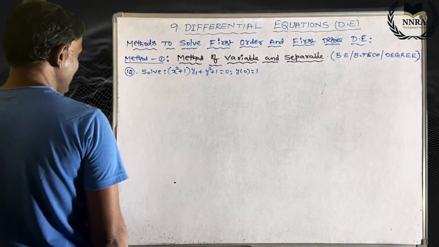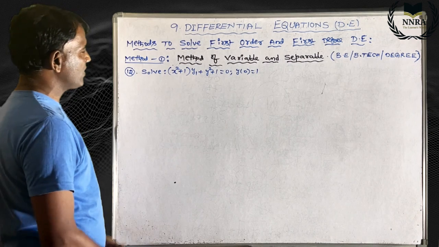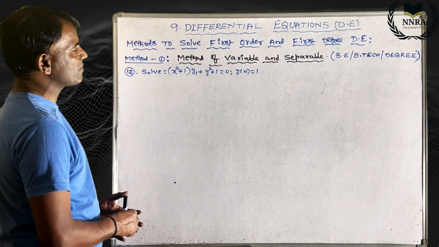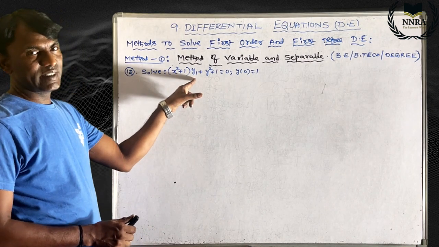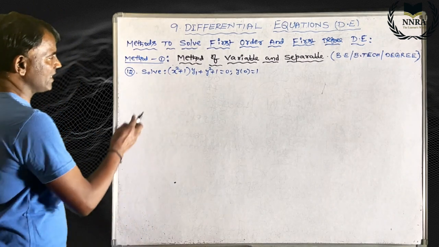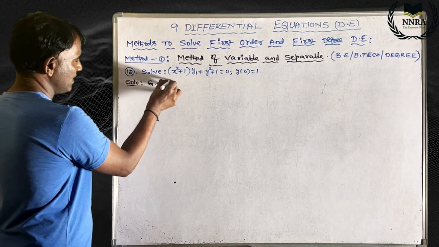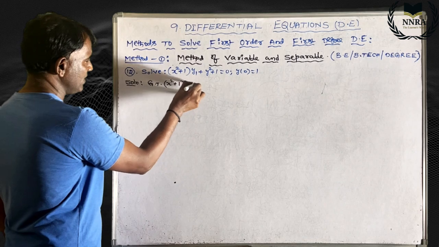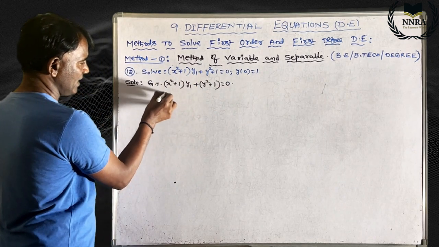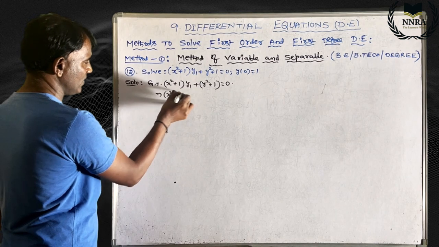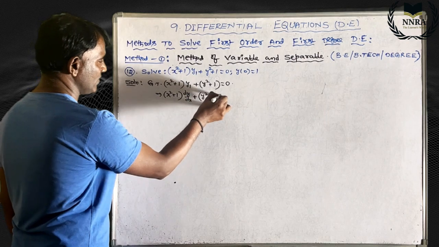So this is the next question. Solve (x square plus 1) into y1 plus (y square plus 1) equal to 0, y of 0 equal to 1. y1 means the first order derivative dy by dx. Okay, so how to write this? Given that (x square plus 1) into y1 plus (y square plus 1) equal to 0, this can be written as (x square plus 1) into dy by dx, and here plus y square plus 1 equal to 0.